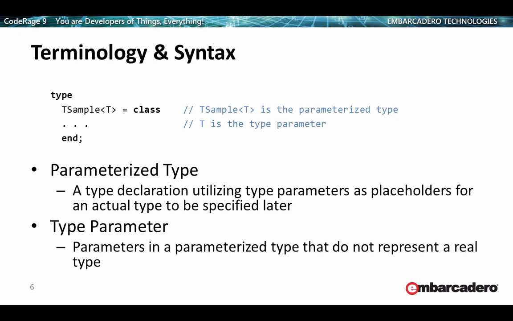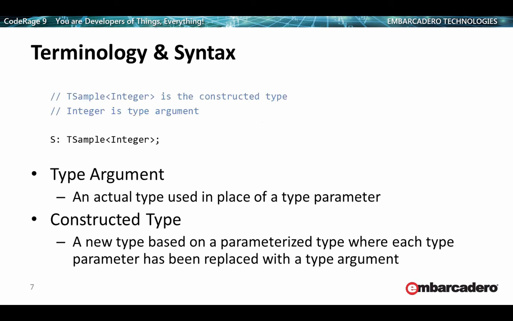The type parameter, so switching the two things around, is the T value, which is what is going to represent some real type once we do the substitution. So for now, it's just any type is what that's going to reference. Now, in order to use this generic, we need to replace all of the parameters with real arguments, with real values. So here we have TSample<T>, where the T has been replaced with Integer. Well, now the type TSample<Integer> is a constructed type.